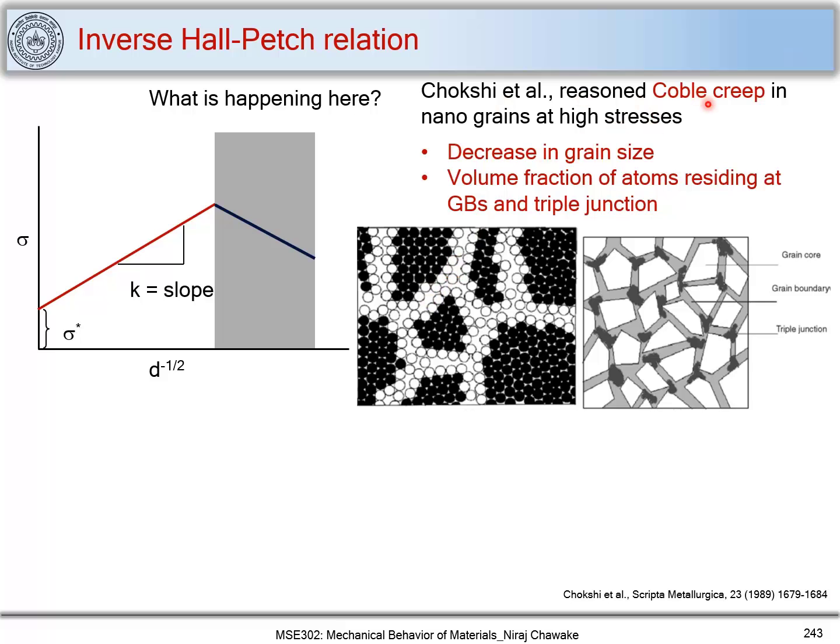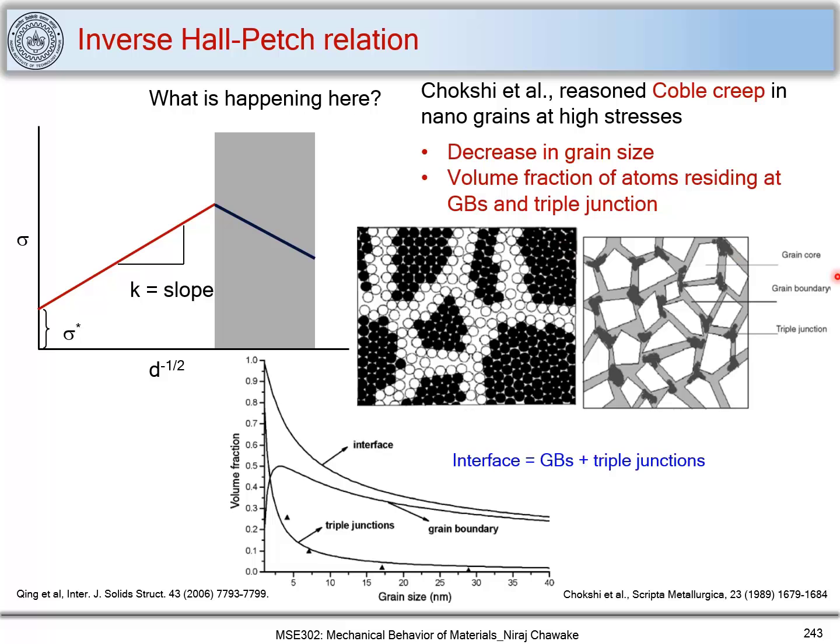So we'll be looking at this when we discuss creep, but here the point is, if you decrease the grain size, the grain boundary fraction increases and the atoms residing at these boundaries also start increasing. Beyond a critical value at higher stresses, at these grain boundaries where the bonds are broken, there will be diffusion happening along these grain boundaries, and that causes a drop in the strength of a material.